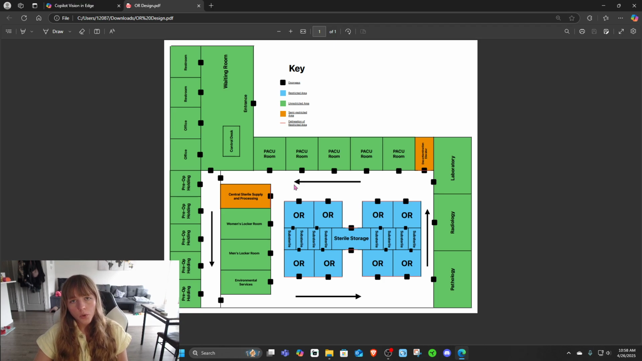However, I didn't want to just glob green onto the entire floor plan because I felt like it would make it more difficult to see where things were separated and to see what the flow of traffic looked like. But this white is also an unrestricted area as a general statement. The semi-restricted areas are the orange, and then we have red lines along the ORs, as well as sterile storage, central sterile supply and processing, and the decontamination elevator to indicate where restricted or semi-restricted areas are beginning. So that is running through the key.